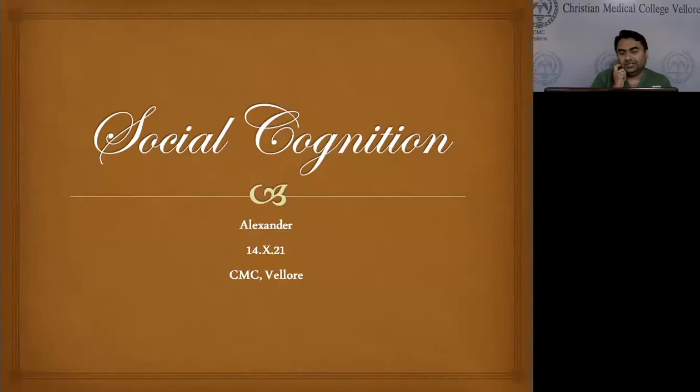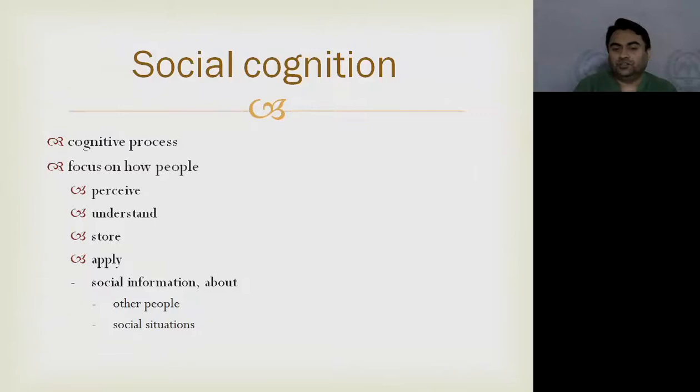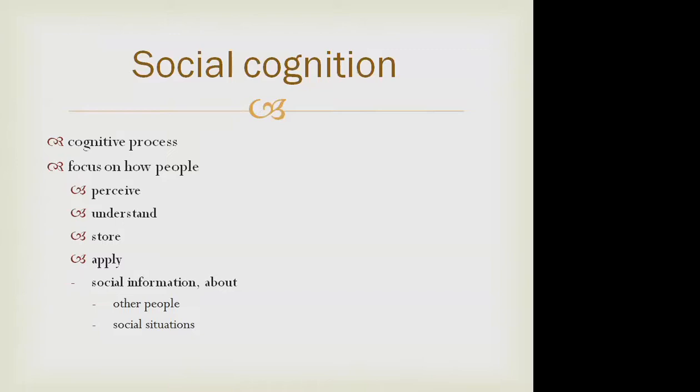So now we've reached half time, so half the topic is over. Social cognition is the second topic I wanted to introduce. What is social cognition? It's a cognitive process which focuses on how people perceive, understand, store, and apply social information about other people or social situations.